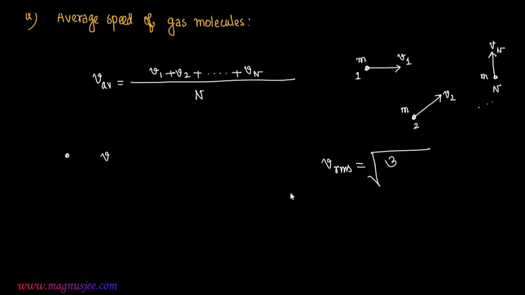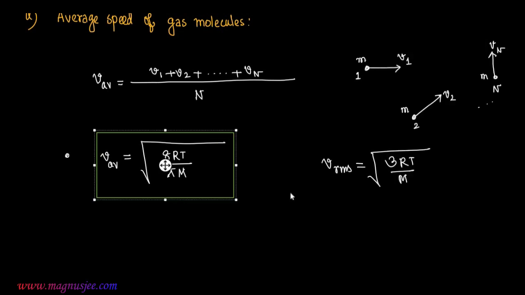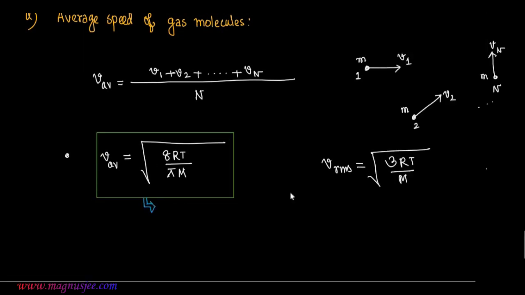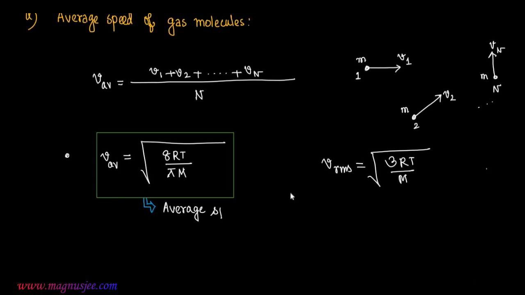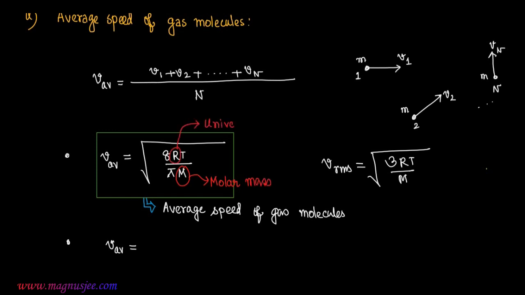We know that Vrms is equal to root over 3RT by capital M, where M is the molar mass, but the average speed Vav is equal to root over 8RT divided by pi capital M, which is the average speed of gas molecules. In the expression of Vav, capital M is the molar mass of the ideal gas, and capital R is the universal gas constant.